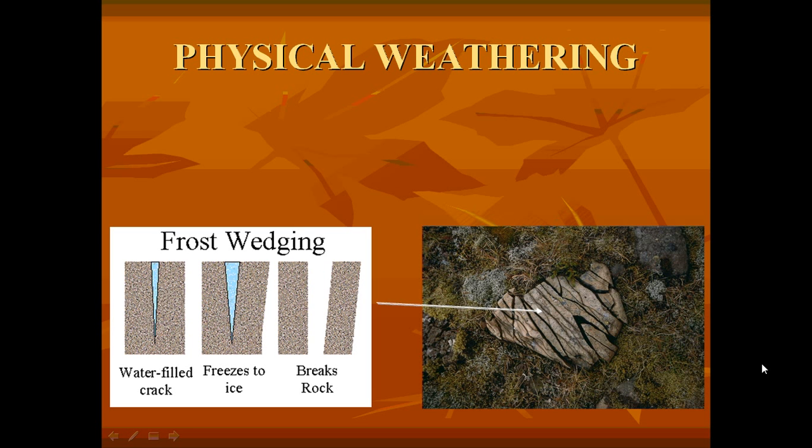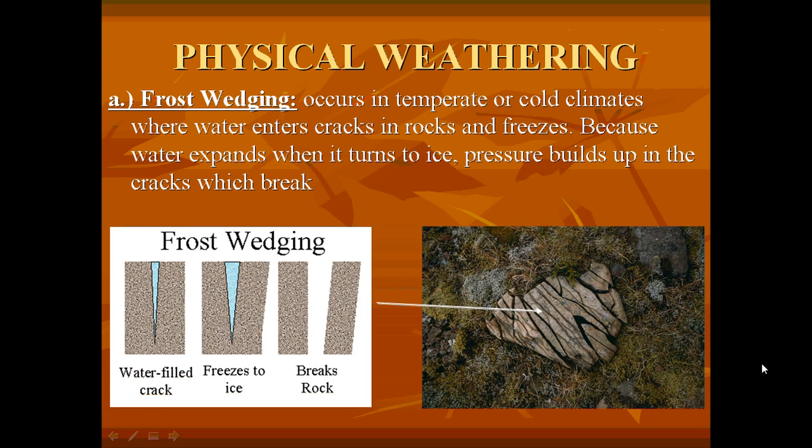An example of physical weathering would be frost wedging. So this is your first example. This occurs in temperate or cold climates where water enters cracks in rocks and freezes. Because water expands when it turns to ice, pressure builds up in the cracks, which break. And you can see a diagram, a drawing, and an actual rock that's broken from frost wedging.